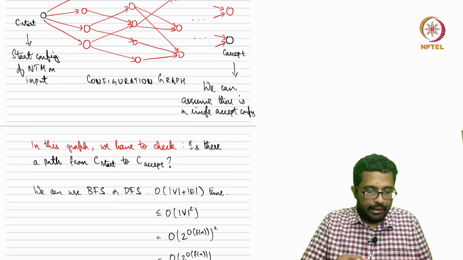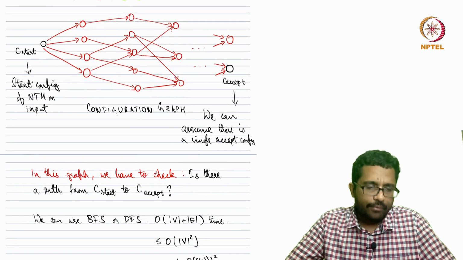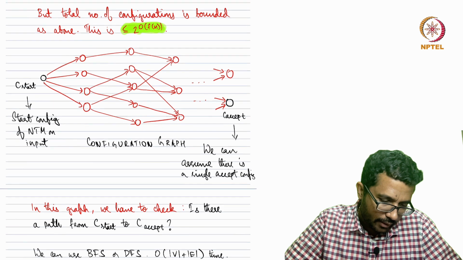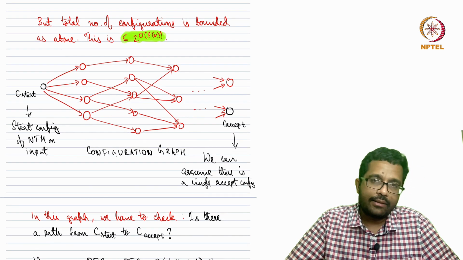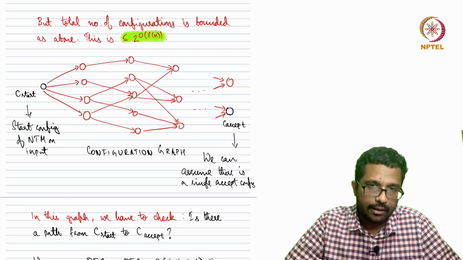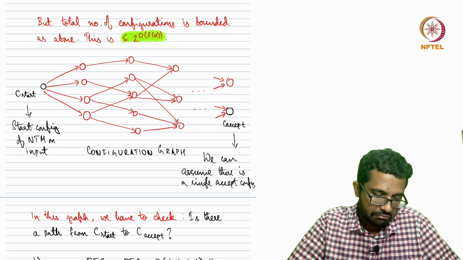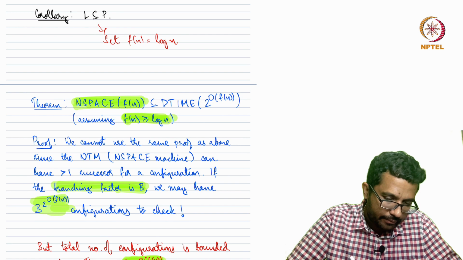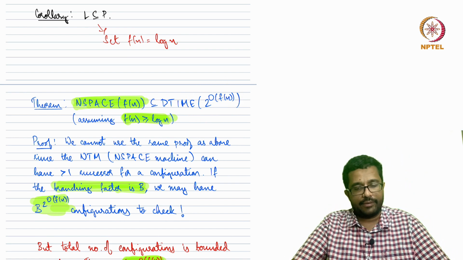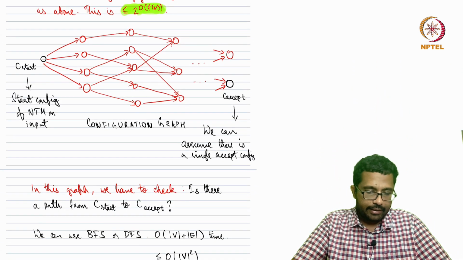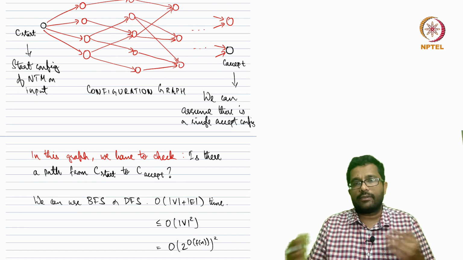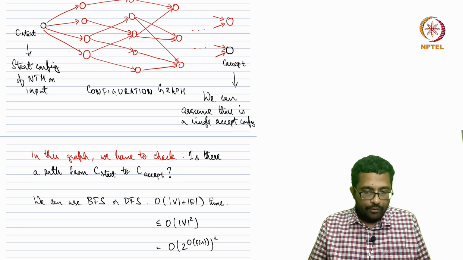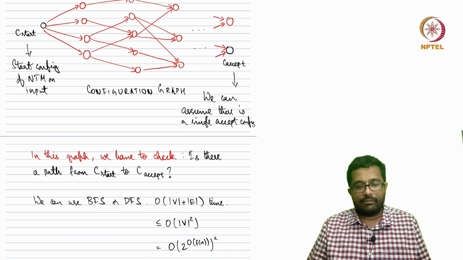So we don't need to do that. In fact, in this case we can build the configuration graph and build the adjacency matrix also, because the running time that we are using is 2 power O(f(n)), right? So we can build this configuration graph, and we need to check whether there is a path from start to accept. So we can use any traversal algorithm, right?